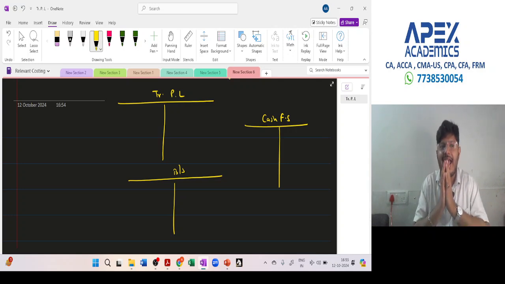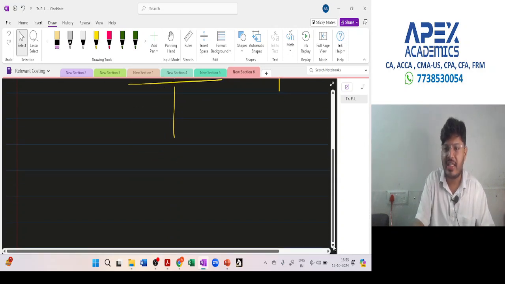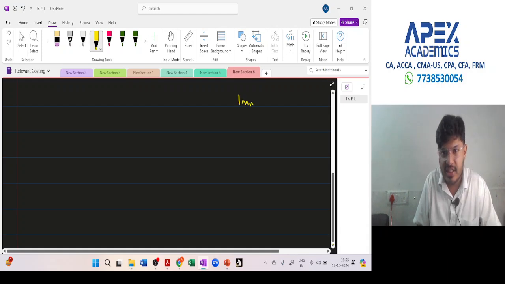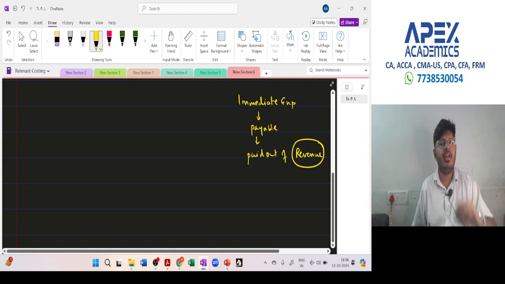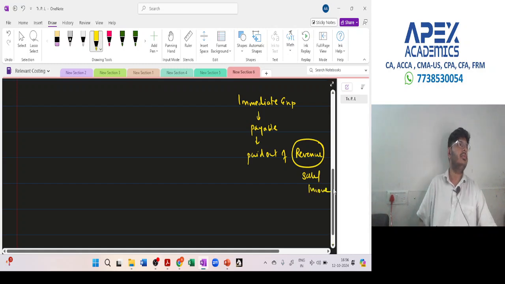Liquidity is the ability to pay off your immediate expenses. Please understand that immediate expenses that are payable have to be paid out of revenue only, meaning out of the current sale, out of the current income of the company.